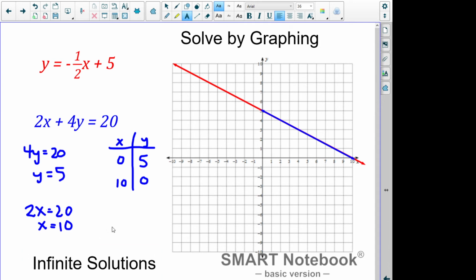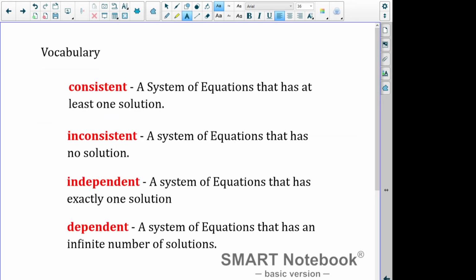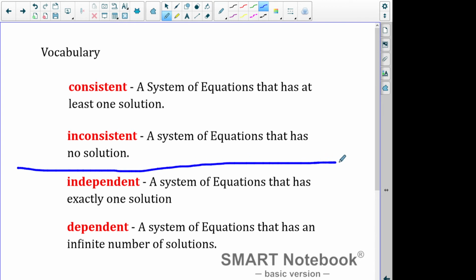Okay, so we have three cases that pop up here from time to time. And they categorize these by, first, whether or not they cross. If lines cross, if they have at least one solution, we call them consistent. And if they don't, we call them inconsistent. So a set of parallel lines would be inconsistent. They don't have any points in common.